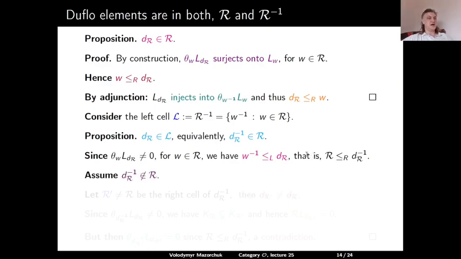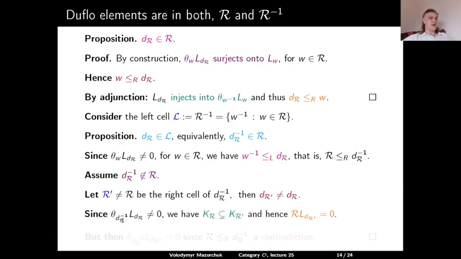So now assume that d_R inverse is not in R, and let R' be the right cell of d_R inverse, and it should be different from R. But then we can consider the Duflo element d_{R'}, which belongs to R', and since R' is not R, d_{R'} must be different from d_R. Since d_R is certainly left less than or equal to d_R, θ_{d_R inverse} L_{d_R} is non-zero, which means that K_R must be a submodule of K_{R'}. And it should be, of course, a proper submodule because d_R inverse is not in R.